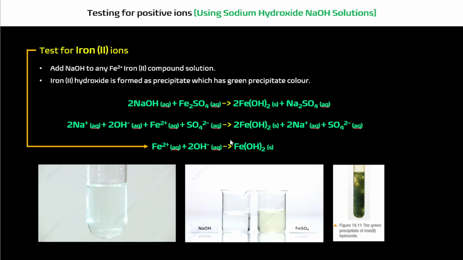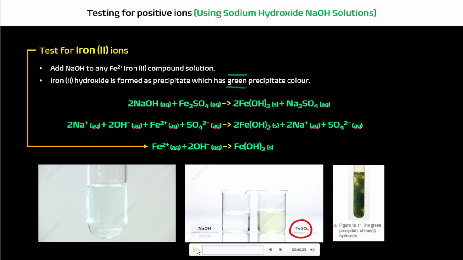Now, the test for iron 2 ions, you're going to follow the similar procedure. Add sodium hydroxide to any iron 2 compound solution. In this example here, we are using iron 2 sulfate, FeSO4. So if you put sodium hydroxide into iron 2 sulfate, you will get an iron 2 hydroxide precipitate, which has a green precipitate color, as we can see here.